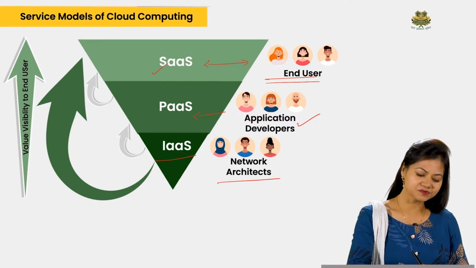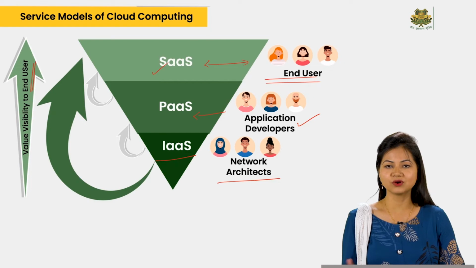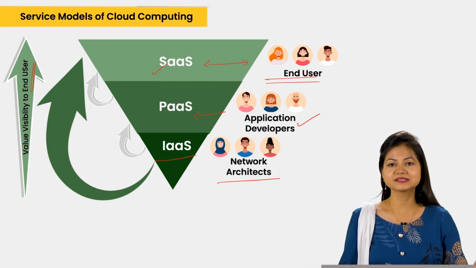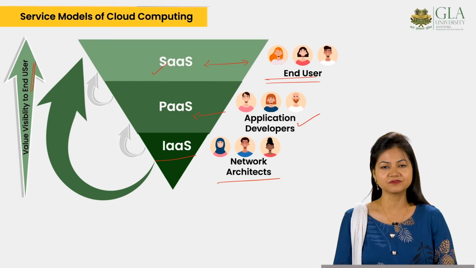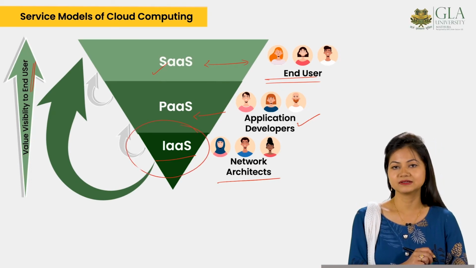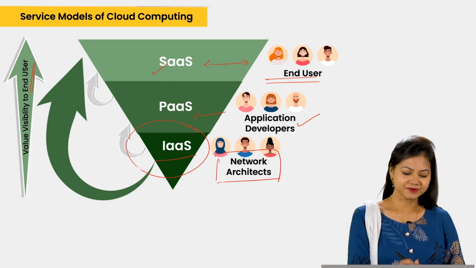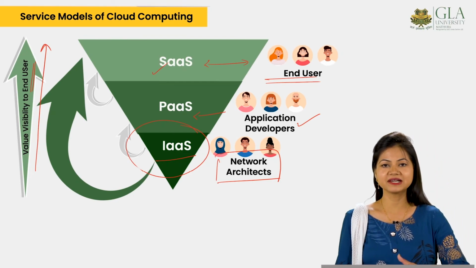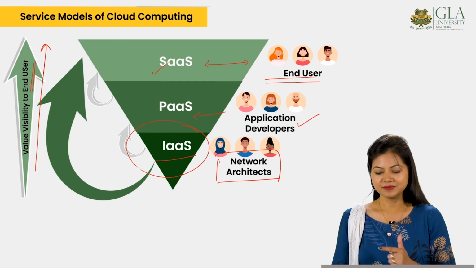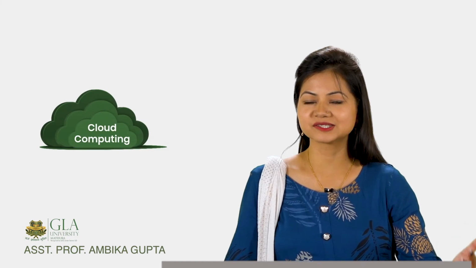One important concept is visibility to the end user. The user is not able to recognize the management of the servers, the compute unit, or the network, because everything is on the back end. The backend system is managed by the network architects. As visibility goes towards the end users, we can say visibility increases towards the software as a service layer, meaning the user cannot recognize what is going on in the backend. So this is about service models. Hope you understand this particular concept.